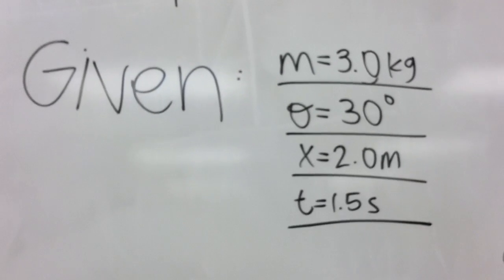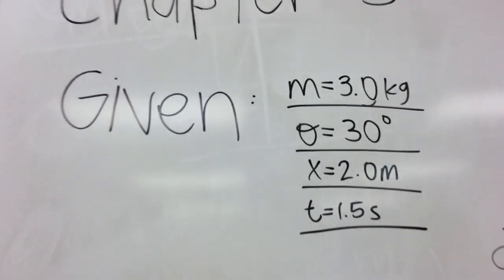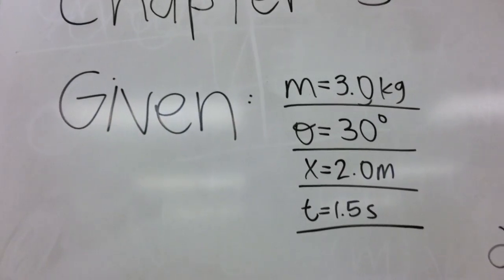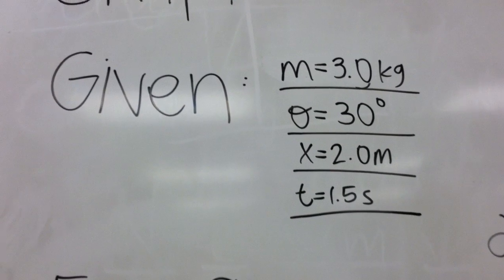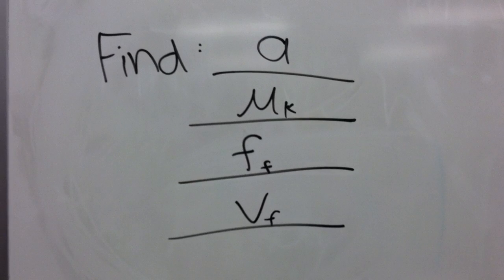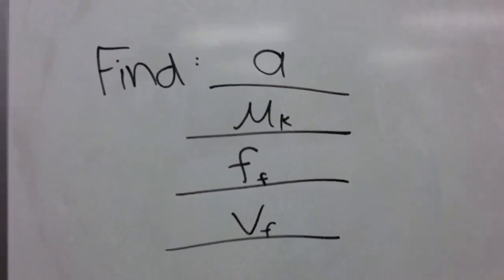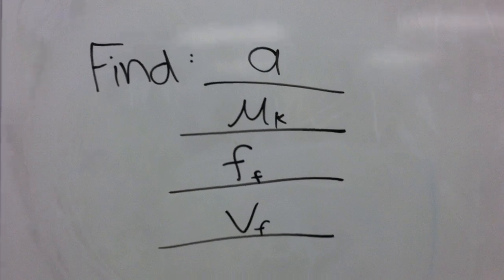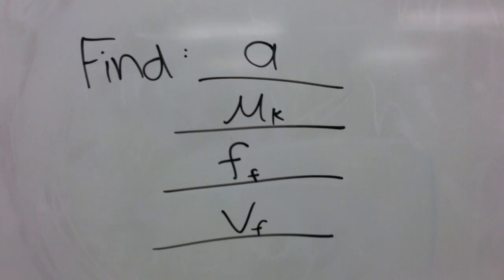So first we want to list our givens. Our givens are the mass of the block equals 3 kilograms, the angle of the slope equals 30 degrees, the distance of the slope is 2 meters, and the time it takes the block is 1.5 seconds. So first we want to start, and then we're going to find, in this order, the acceleration of the block, the mu k, which is the coefficient of friction, the force of friction, and the final velocity of the block.